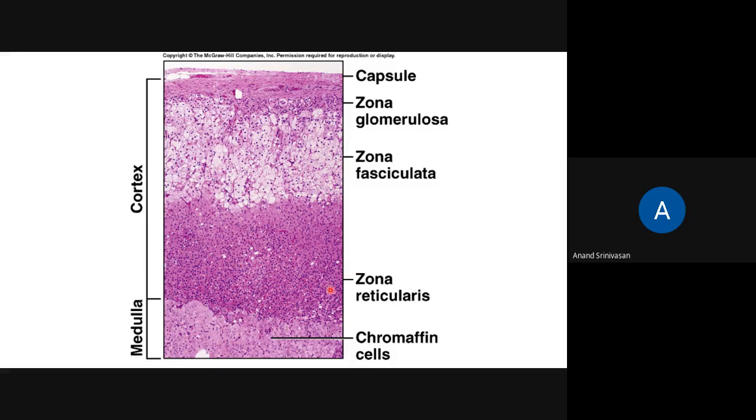Coming to the deeper zones, there is the presence of chromaffin cells and zona reticularis. What is reticularis? Because the cells are arranged in a reticular fashion, reticular meaning crisscross. So that's all regarding the histology of the adrenal gland.